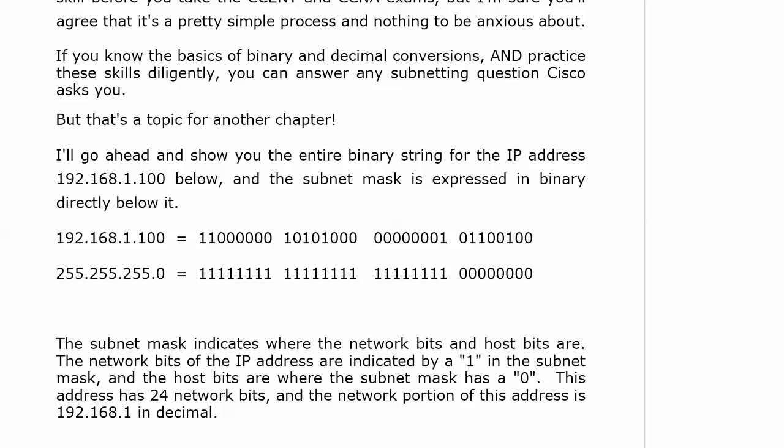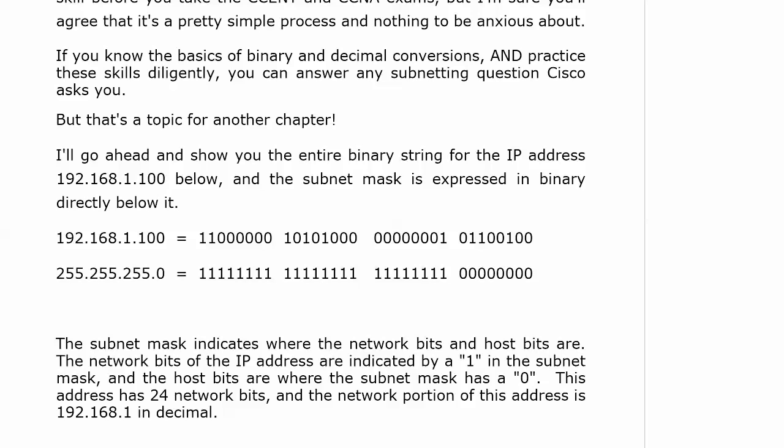The subnet mask indicates where the network bits and the host bits are, and this is going to be a very important thing for you to know, because the network bits of the IP address are indicated by a 1 in the subnet mask, and the host bits are where the subnet mask has a 0. So right now, this address has 24 network bits, and the network portion of the address is 192.168.1 in decimal. See, when we just apply that, we're only looking at the first 3 blocks.